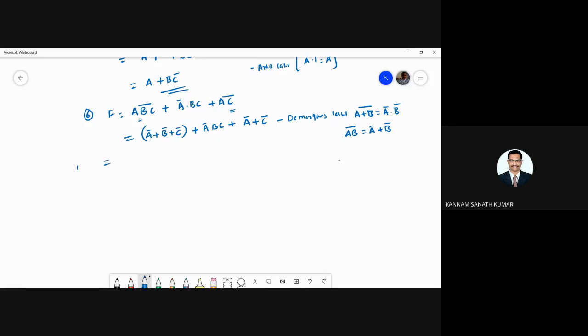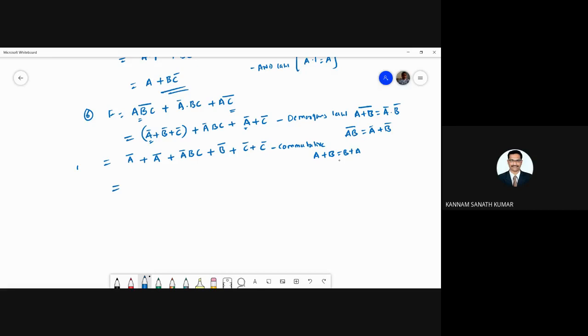And next, apply the commutative law. So A bar plus A bar BC, this term and this term you combine by applying the commutative law. And plus B bar plus C bar plus C bar. So commutative law is what? A plus B equal to B plus A. So this is the commutative law.